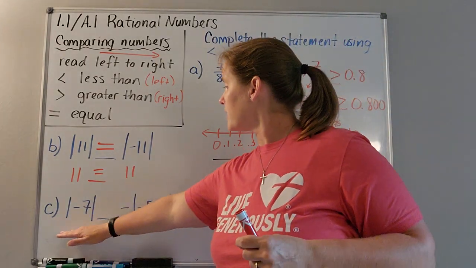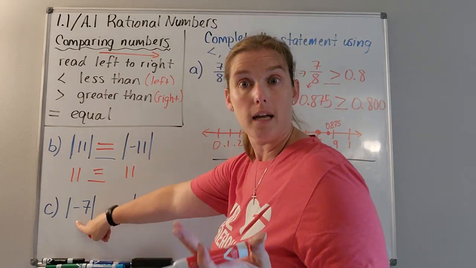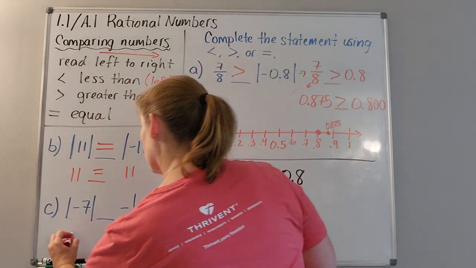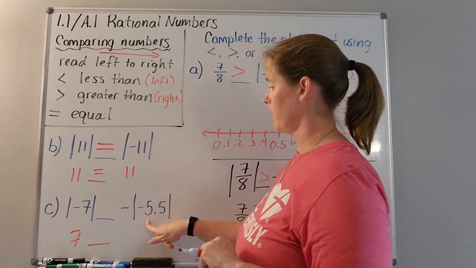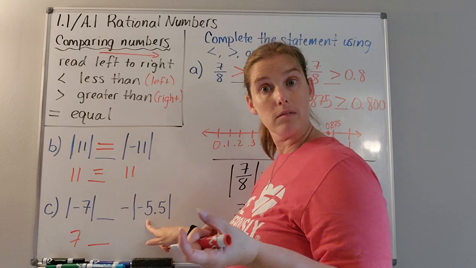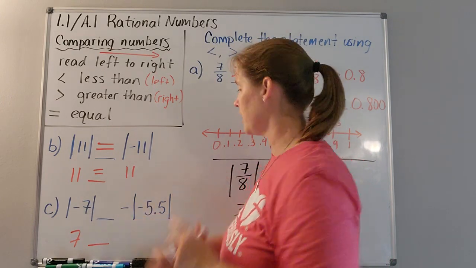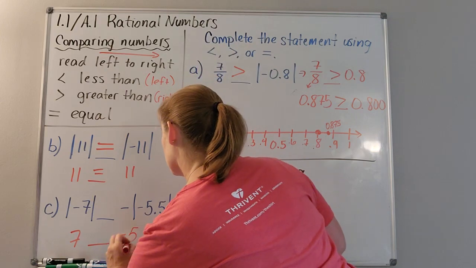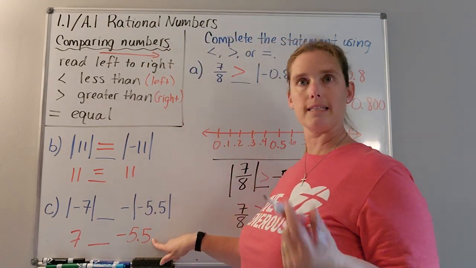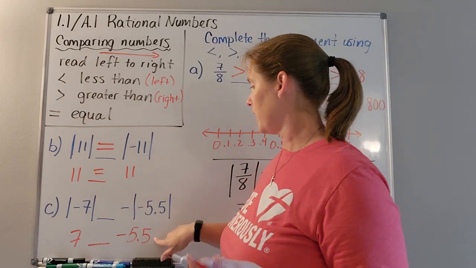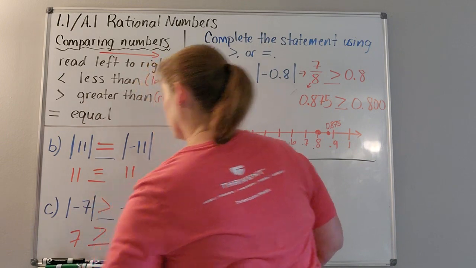All right, then lastly down here, absolute value of negative 7. So take its absolute value, that's 7. How does that compare to the negative of the absolute value of negative 5.5? Well, what's the absolute value of negative 5.5? That's right, it's 5.5, but there's that negative sign in front, so it sticks on there. And look at that, we have two numbers with opposite signs, a positive and a negative. A positive is always greater than a negative, so there we go.